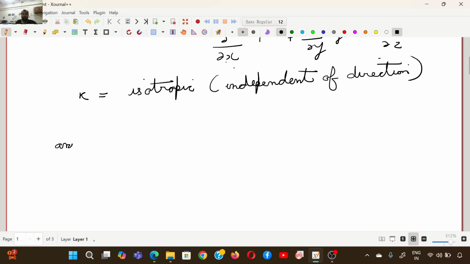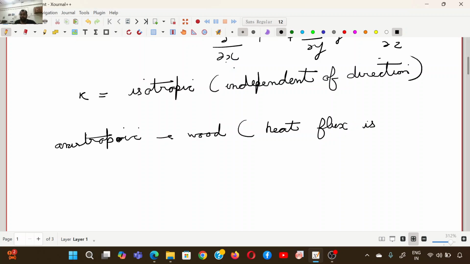For instance, in case of wood, the heat flux is different in different directions because the grains are oriented in one particular direction, and whether you take heat flux in that direction or perpendicular to it, the heat flux will be different. So in case of wood, heat flux is different in different directions. So it's an anisotropic case.